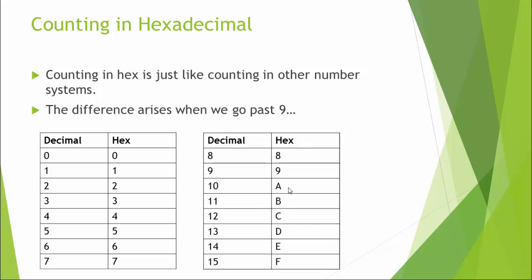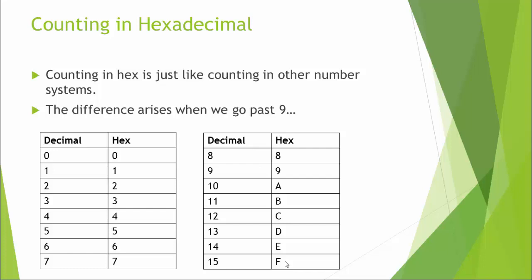So what do we do? We, of course, choose A. And from there, it's B, C, D, E, F. And now we've used up our 16 unique characters. And the next thing we do after that point, since we've used up our 16 characters, we have to move to using 2 digits to represent our number.